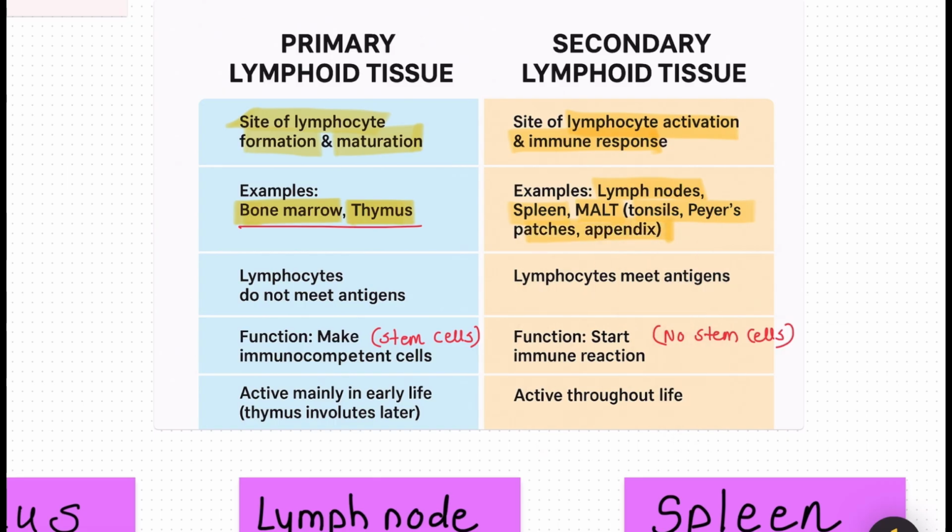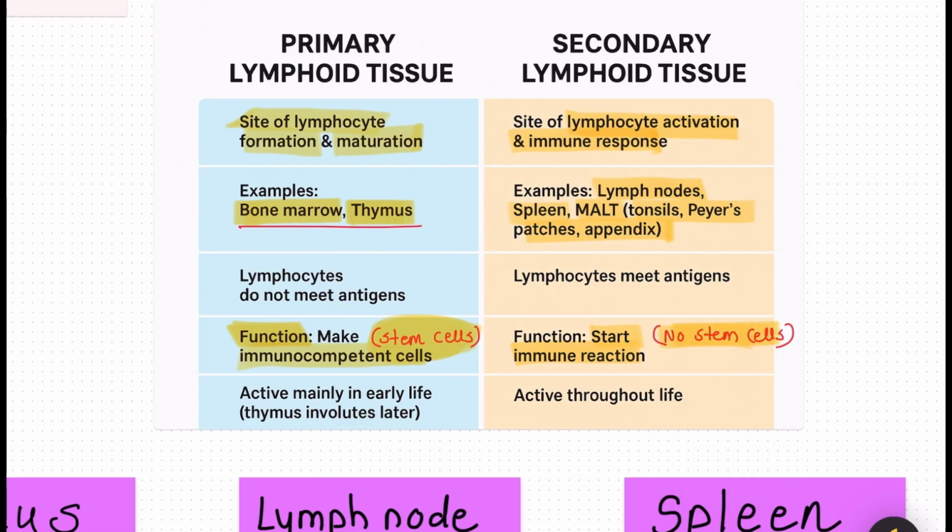In primary lymphoid tissue, lymphocytes do not meet antigen, whereas in secondary lymphoid tissue lymphocytes meet antigens, meaning there is exposure to antigens in secondary lymphoid tissues only. Now it is very important to know the function of primary lymphoid tissue. It makes immunocompetent cells, also known as stem cells. So primary lymphoid tissue is the important and active site of stem cell production, whereas secondary lymphoid tissue starts immune reaction, but there is no stem cell production.